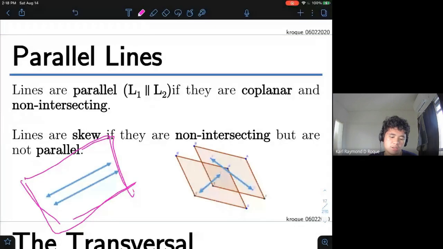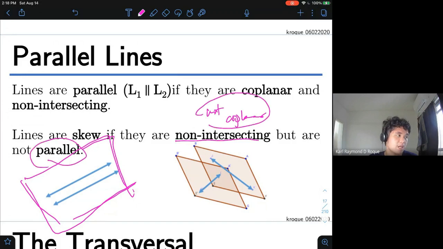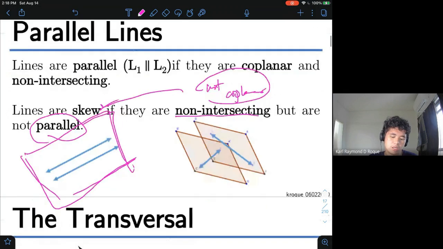Bale, hindi sila intersecting. Pero, again, hindi sila coplanar. Kaya hindi sila nag-intersect, hindi sila parallel. Okay. You know, as the illustration says here.